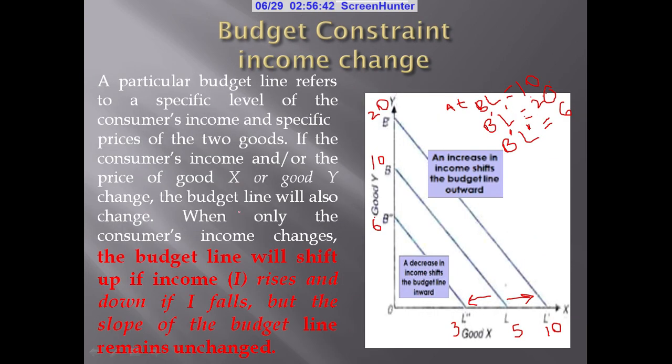Therefore, whenever prices change, the slope of the budget line changes, but when income changes, the slope remains unchanged. These are two parallel lines, and parallel lines have equal slope. So whenever income increases or decreases, the budget line shifts parallel, outward or inward. But whenever prices change, the change in price rotates the budget line and the slope of the budget line changes.